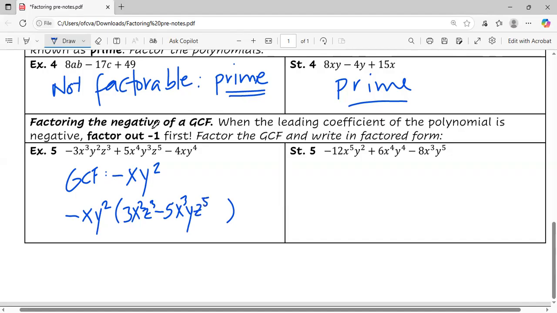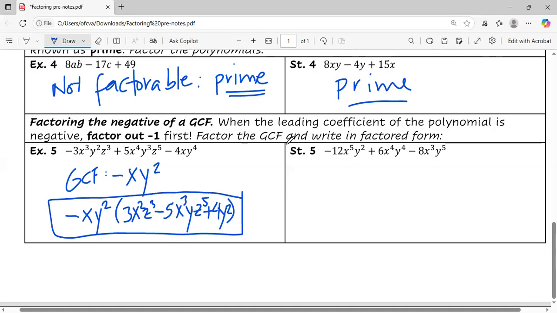And let me see if I left enough room for this. Let's see. It might fit. So negative times what to get a negative? That's a positive. So you need the positive 4. You have x, y squared. You want x, y to the fourth. So you're missing 2 of the y. So y squared times y squared will give you that y to the fourth that you're missing. And that's your entire factored form. That's your answer for that one.